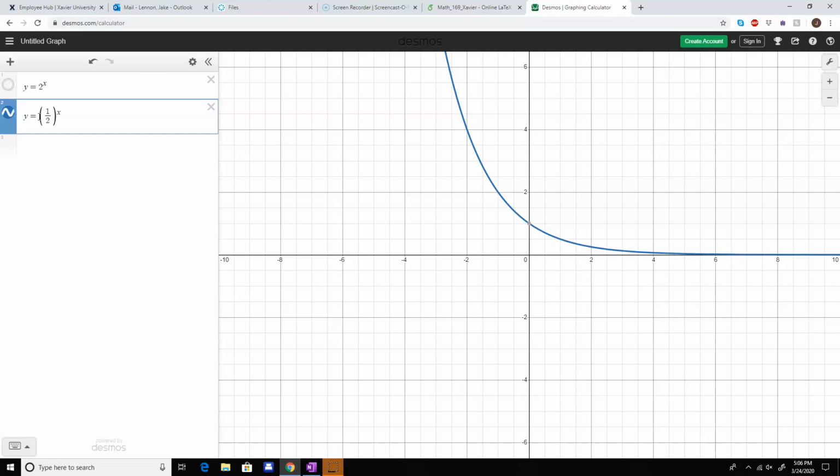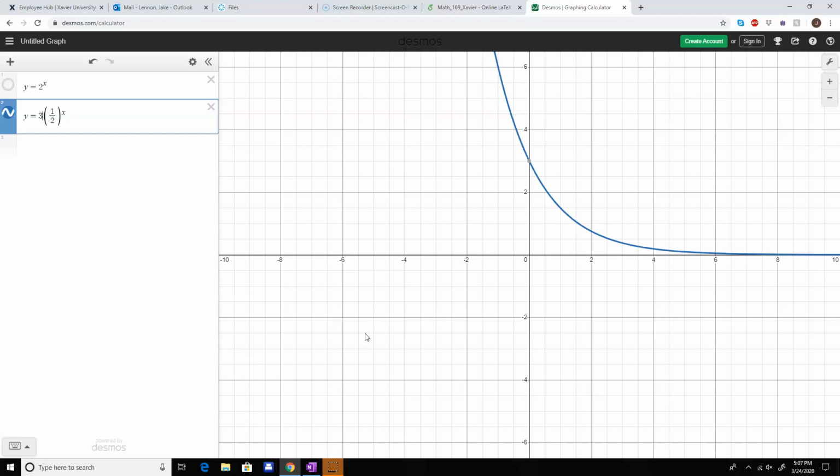Again, if you put a number in front, that would just change where it crosses the y-axis. So let's say I put 3 here. Notice that makes it hit the y-axis at 3, so you can recognize that that's the y-intercept. So that's what that's doing there. And it changes the shape. It compresses it horizontally or stretches it vertically.